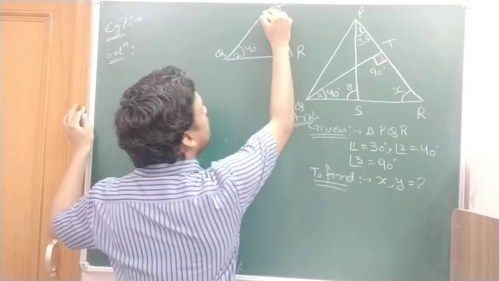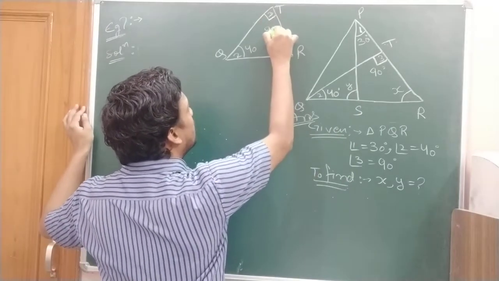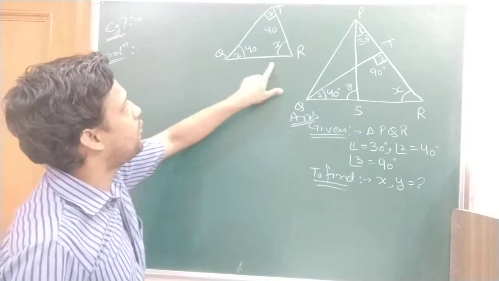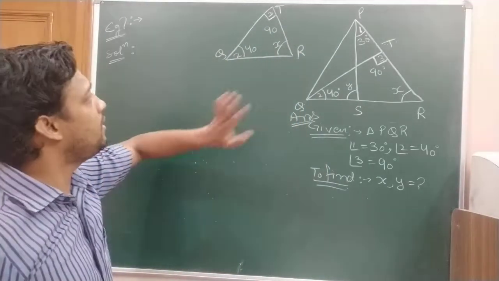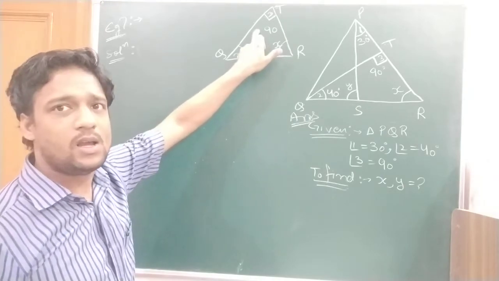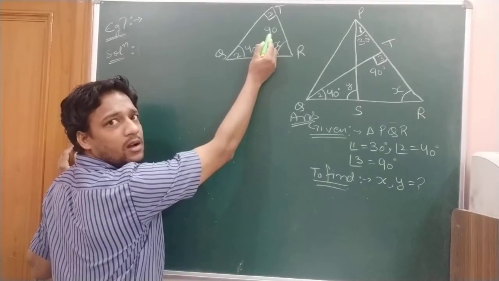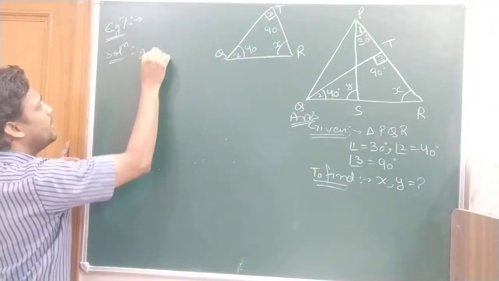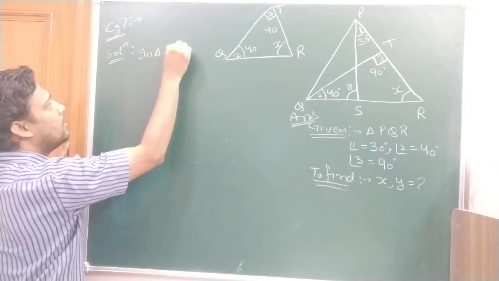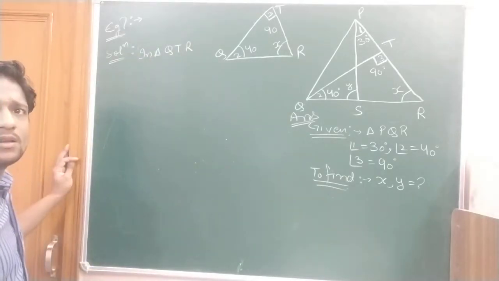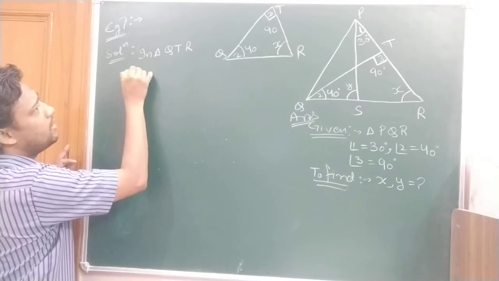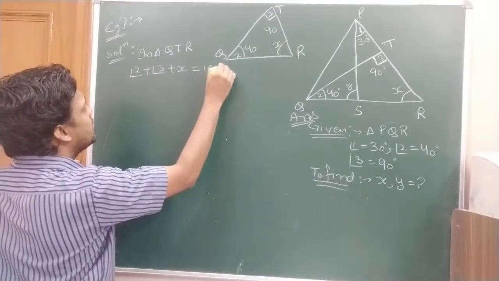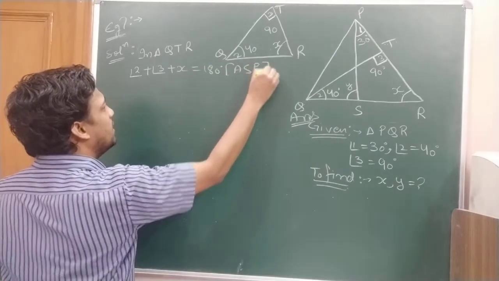There is a perpendicular. Angle 3 is 90 degree. This angle is X. We know that the angle sum property of a triangle is 180 degree. So after subtracting these two angles from 180 degree, you get the angle X. In triangle QTR, angle 2 plus angle 3 plus angle X equals 180 degree. The reason is angle sum property.